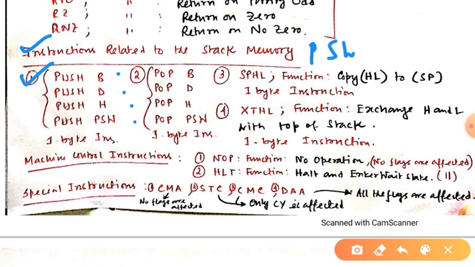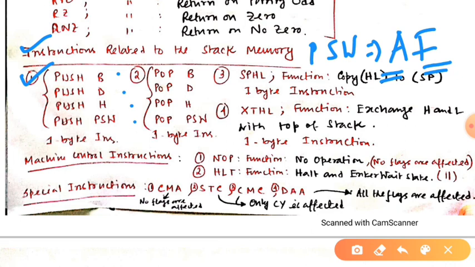PSW is actually called the content of the accumulator register along with the flag register together, the PSW register pair, program status word. The higher order byte of this is obviously the accumulator register's content, and the lower order byte is the flag register's content. So you need to understand which one is the higher order byte and which one is the lower order byte.